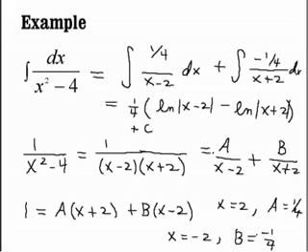This means that the original integral can be written as the integral of 1/4 over x minus 2 dx plus the integral of negative 1/4 over x plus 2 dx. And these integrals we can readily evaluate. This equals 1/4 times the quantity natural log absolute value of x minus 2 minus the natural log of absolute value of x plus 2 plus a constant of integration.